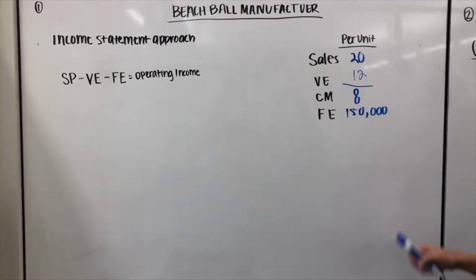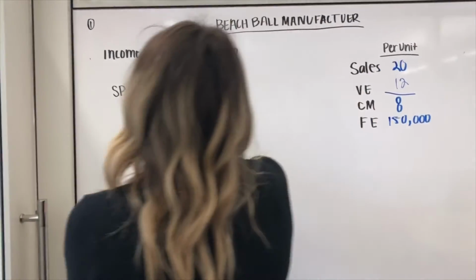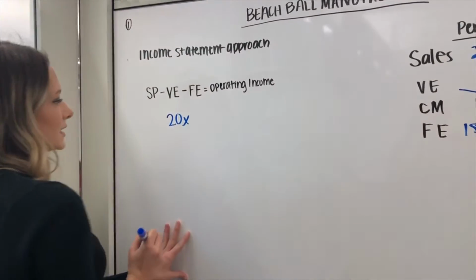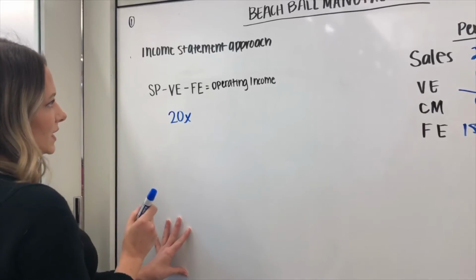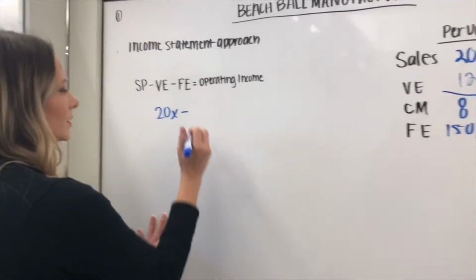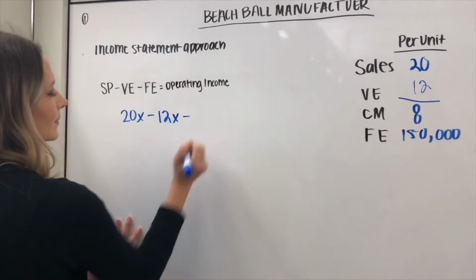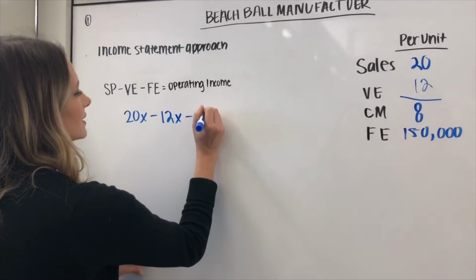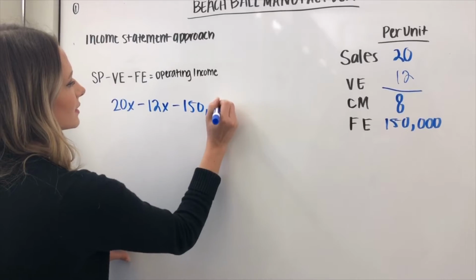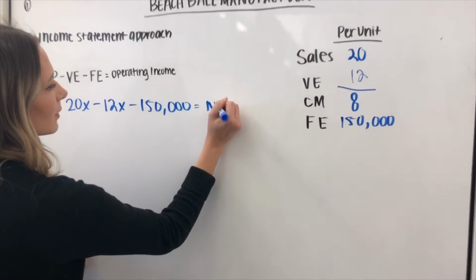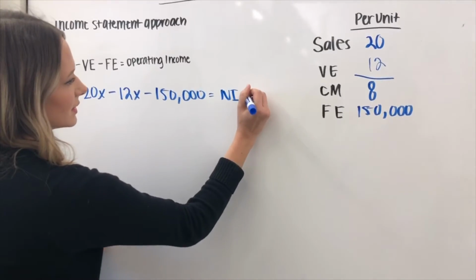Now we're going to calculate how many units he needs to break even by using the income statement approach. Let's do the math here. So we're going to take our sales price, which is $20, times the units that we need to make, minus our variable expenses of $12 per unit, minus our fixed expenses of $150,000, equaling our operating income, which is 0.